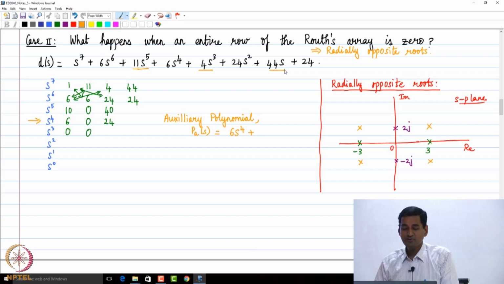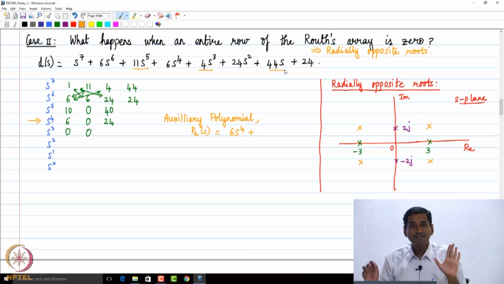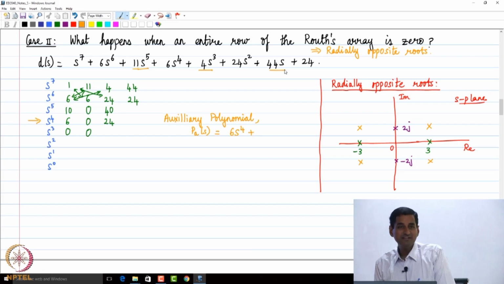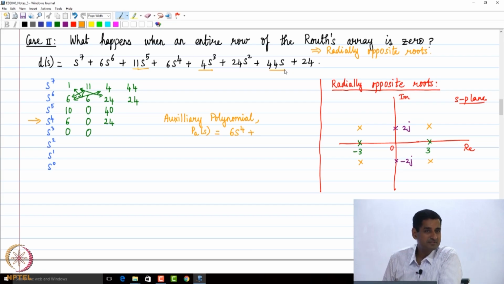So in the auxiliary polynomial I start with 6 which corresponds to s power 4, and 0 s squared, so I just don't write anything, and then from s squared I go to a constant term, s power 0 is constant. So the auxiliary polynomial becomes 6 s power 4 plus 24. That is the auxiliary polynomial. And once again I am only stating the process and the results, not proving anything here. These have been well established.